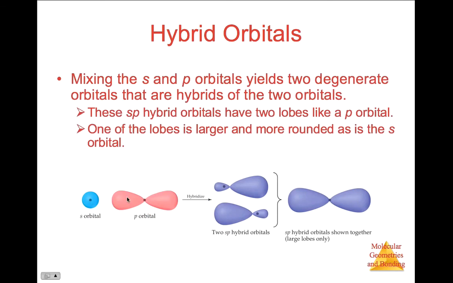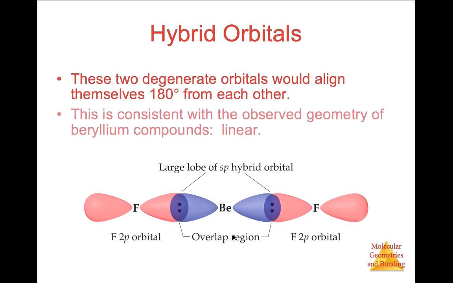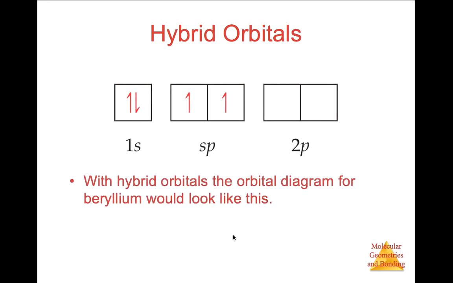An s orbital and a p orbital combined to form this hybrid orbital called an sp hybridized orbital. So when something forms two bonds, it has sp hybridized orbitals. This is consistent with the observed geometry of beryllium compounds. They're linear, and so that's why we think this happens.